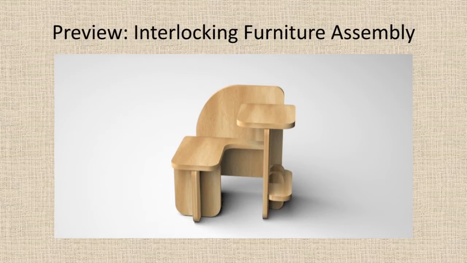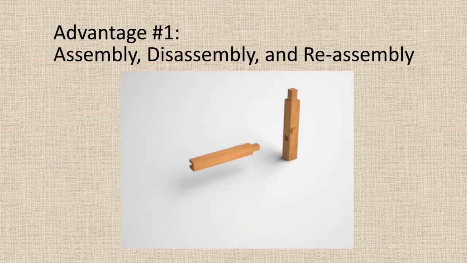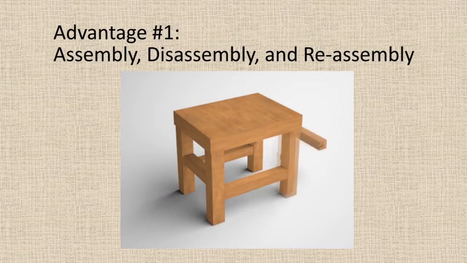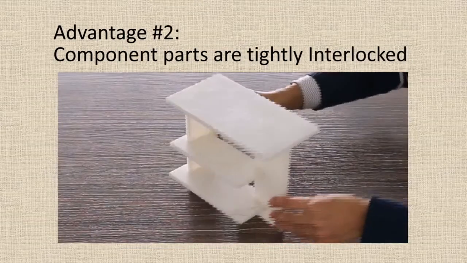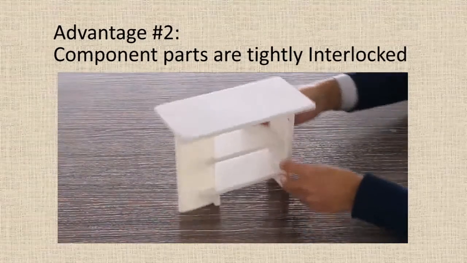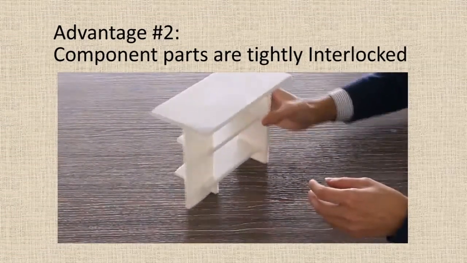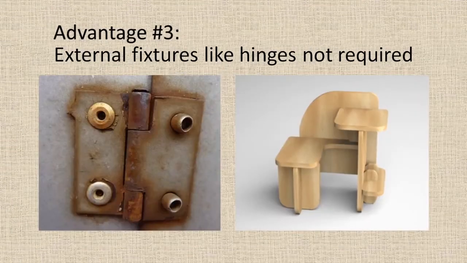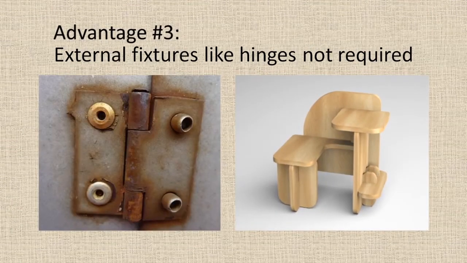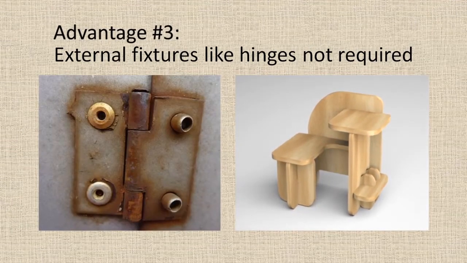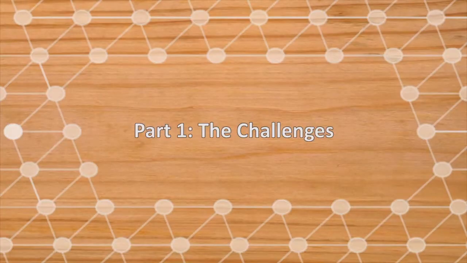Interlocking furniture has several advantages. First, it facilitates easy assembly, disassembly, and reassembly. Second, the global interlocking scheme restricts the assembly and disassembly order, thus tightly locking the components together. Third, external fixtures such as hinges are not required. This allows the intended aesthetics of the design to be kept.